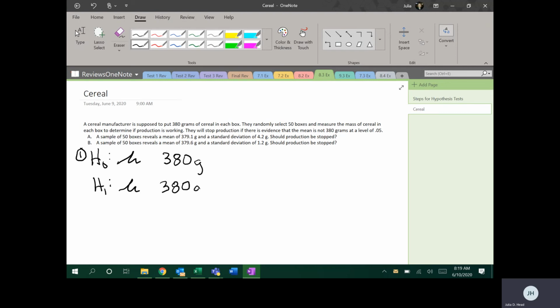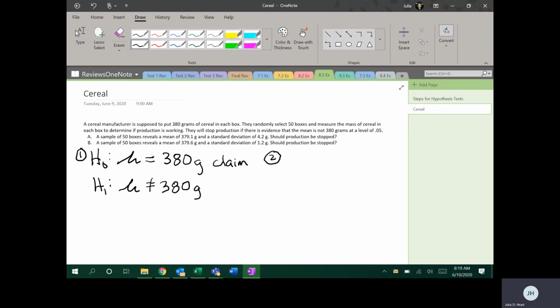You do not have to put units in the hypotheses. I personally find it helpful when I go to do my interpretation, so I try to remember to do it. And of course, not every mean question has units, but most do. And then how are we testing it? They're supposed to have 380 grams, so that's equal to 380. And then the alternative would be not equal to. Since the company is saying that each box has 380 grams, the claim is the null.